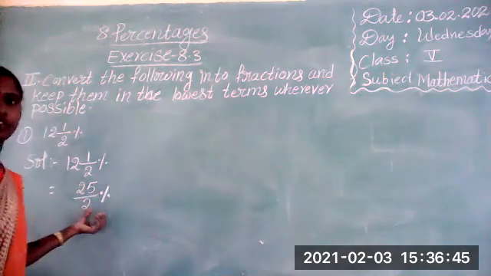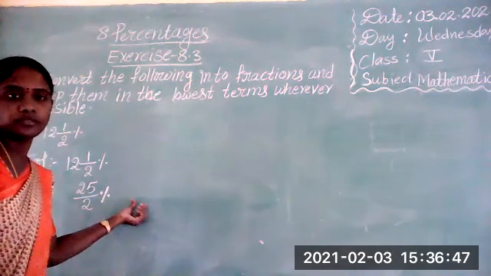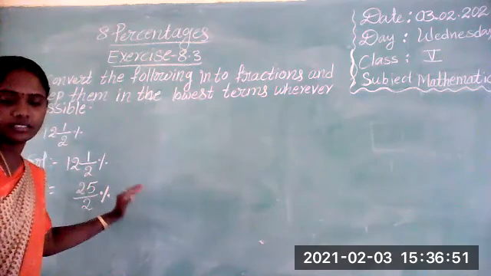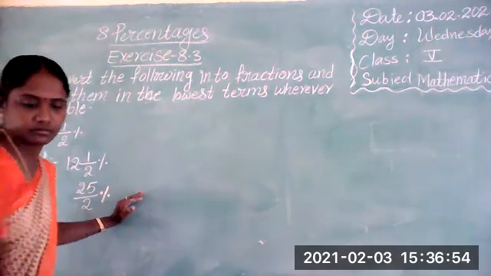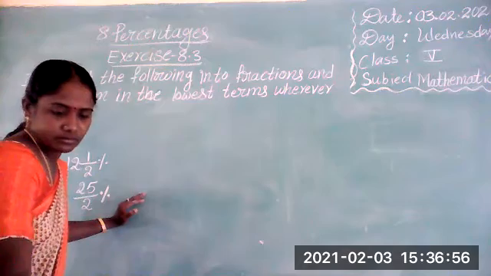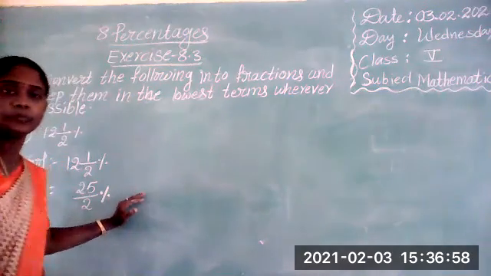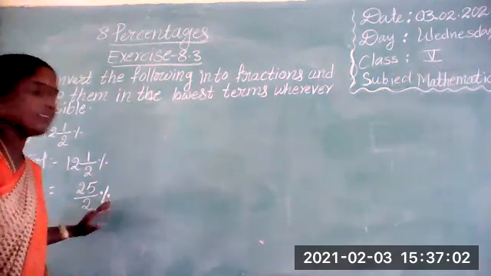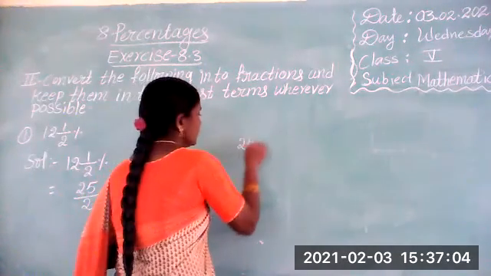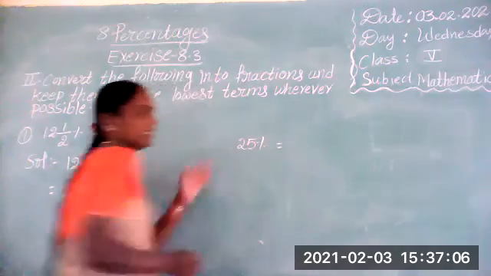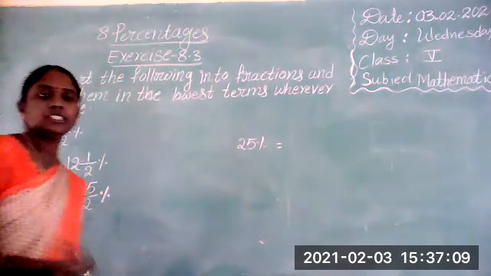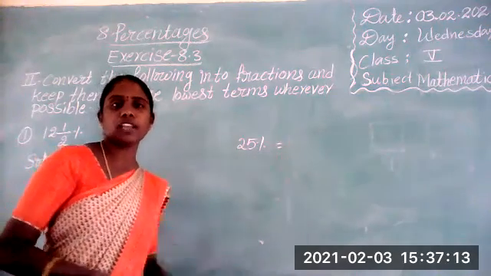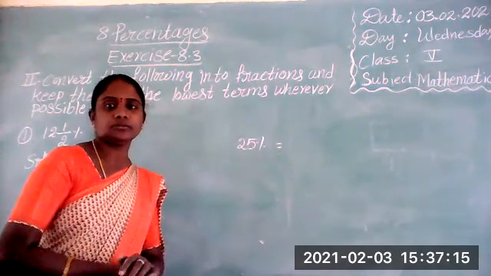Now, from percentage we have to change into fraction form. What do we do? Percentage form, for example, 25%. How can we write it in fraction form? This is a percentage form, 25%. How can we write it in fraction form? Say anyone.